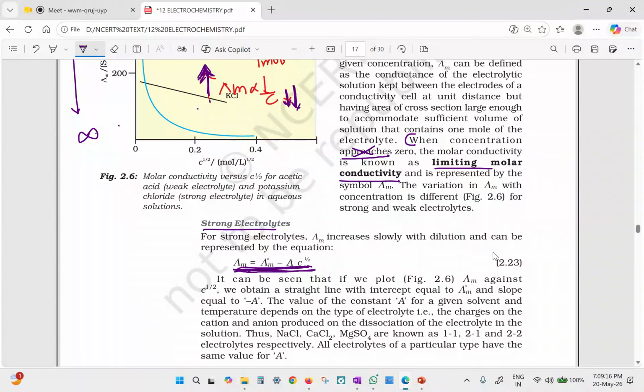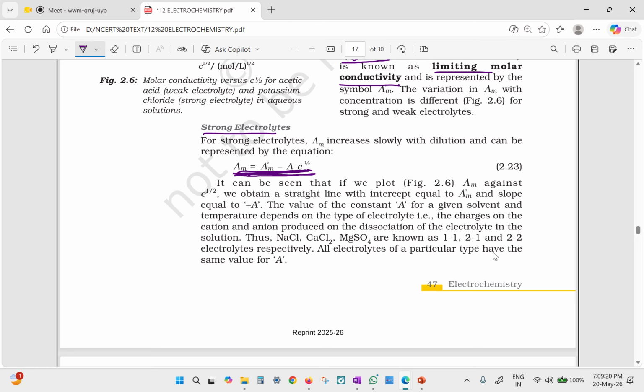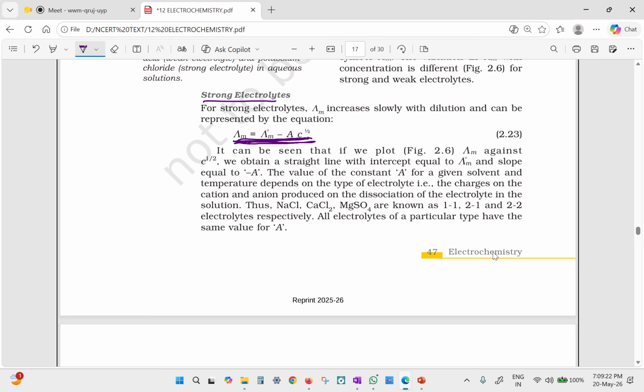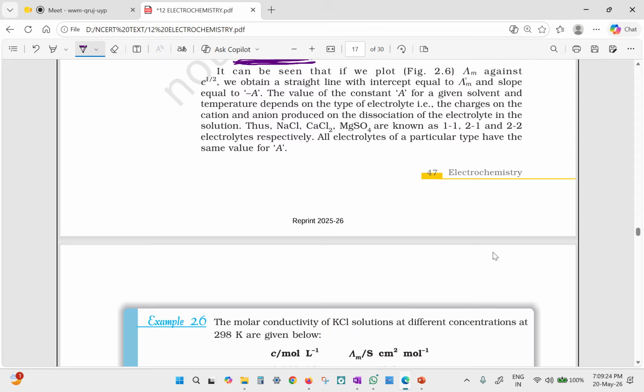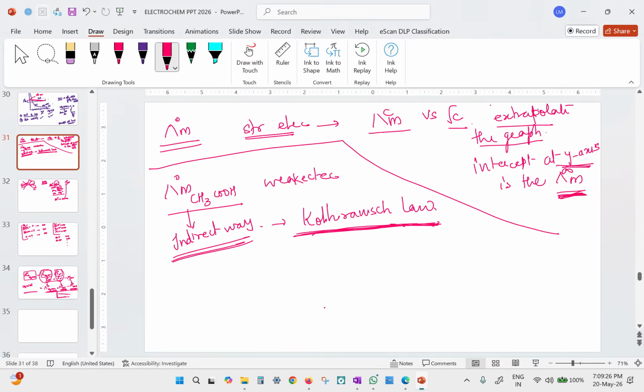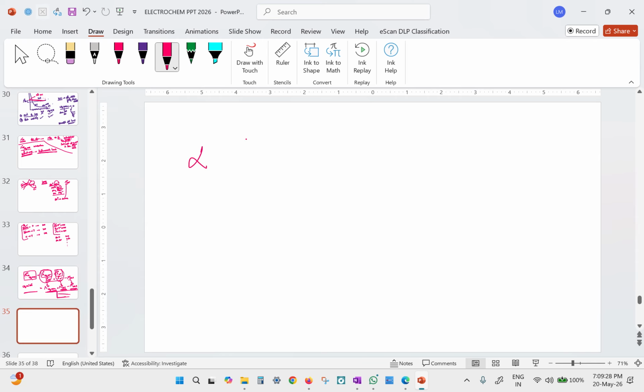But why do we need the limiting molar conductivity? Why so adamant in finding it out? You know why? In class 11, did you not study that the degree of dissociation of acetic acid is 1.74 into 10 to the power minus 5 and all? Did you not learn it for weak electrolytes? What is this actually?